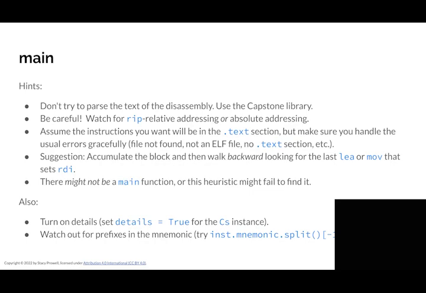Assume the instructions you want will be in the text section, and you should handle all the different cases gracefully. My suggestion is that you accumulate the block up into an array, and then you move backward from it, looking for the last LEA or move that sets RDI.